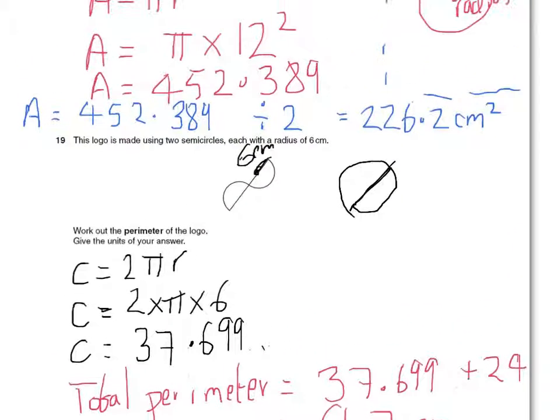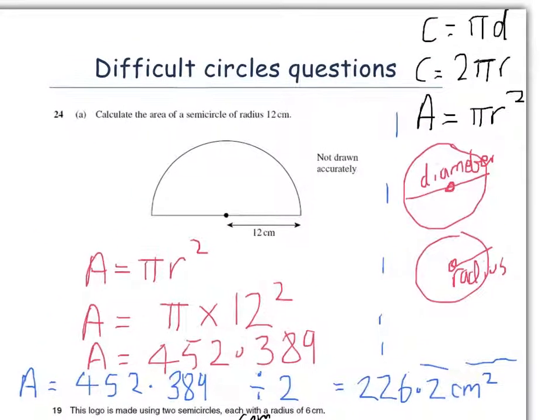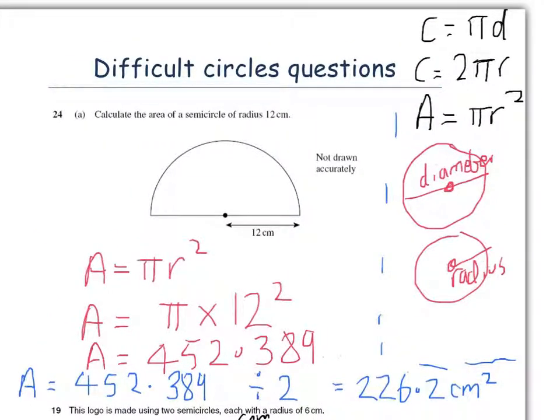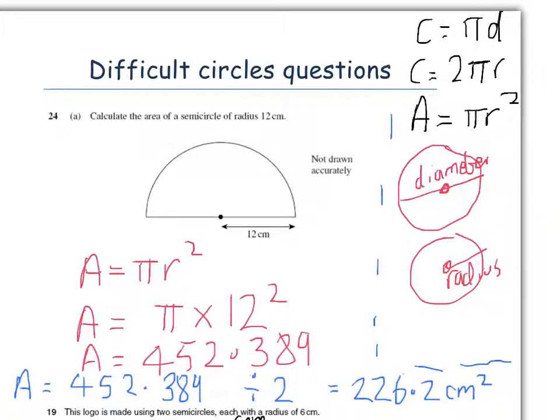So whenever you're tackling a more difficult circles problem, it's really important to firstly write down the three equations that we know, and then to identify whether we're finding the area or the circumference. If we're finding the area, we've only got one equation we know. If we've got the circumference, then we know two, but we then need to look at the question and think, have we got a diameter or a radius, to decide which of the two equations we're going to use.